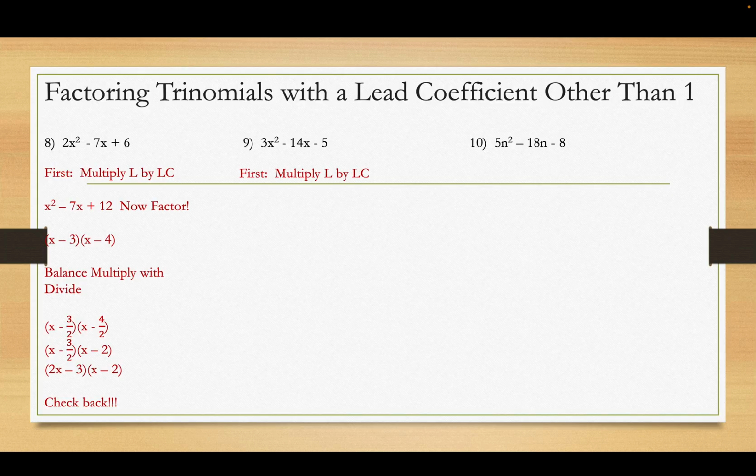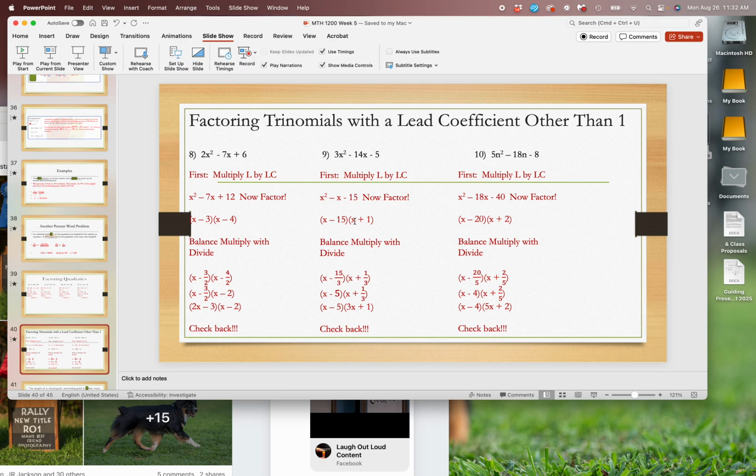Okay, so there is no common factor here, so we multiply the last number by the lead coefficient. That gives us 15. So I factor x squared minus 14x minus 15. Let me do a little correction again.